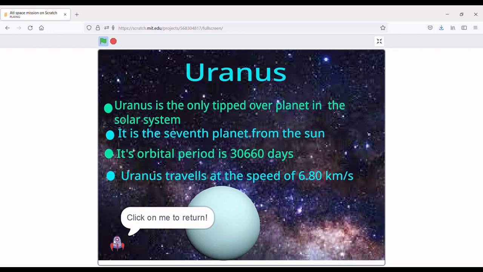Uranus. Uranus is the only tipped-over planet in the solar system. It is the seventh planet from the sun. Its orbital period is 30,660 days. Uranus travels at the speed of 6.80 km per second.